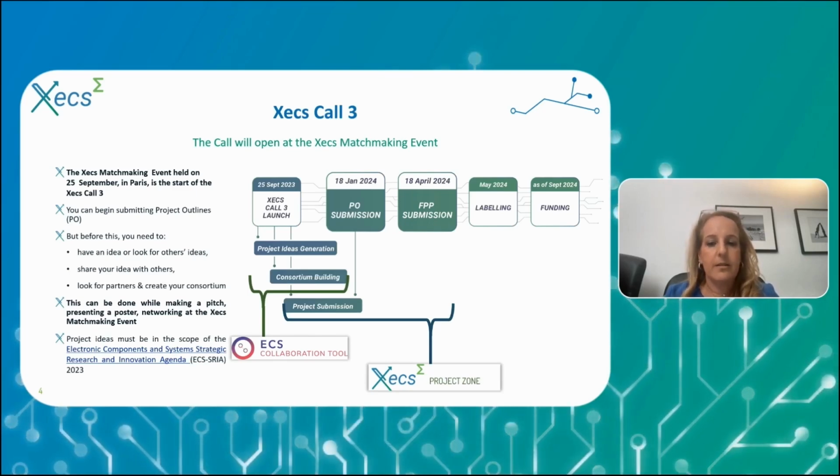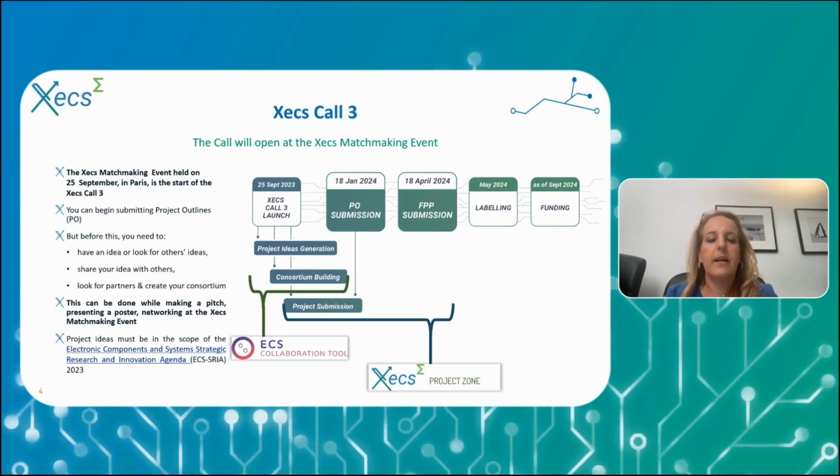The next step, which is as important as the first one, is submitting a project outline. This will be done in another tool, called Xecs Project Zone. An important deadline is the 18th of January 2024. You may receive a lot of insight on how to submit a successful project outline, and a lot of information from the Xecs team, if you participate in the Xecs matchmaking event.